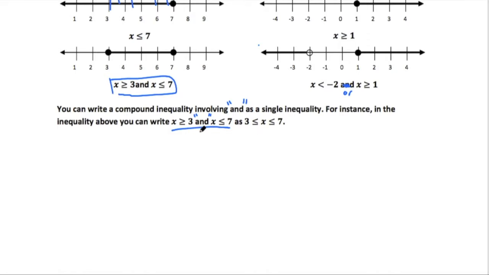So notice in both cases, the alligator is eating x instead of the 3, and the alligator is eating 7 instead of the x. You always want it to be the least value on the left and the greatest value on the right. So that is a conjoined inequality. You cannot conjoin an "or" inequality, only for the cases of "and" inequalities.